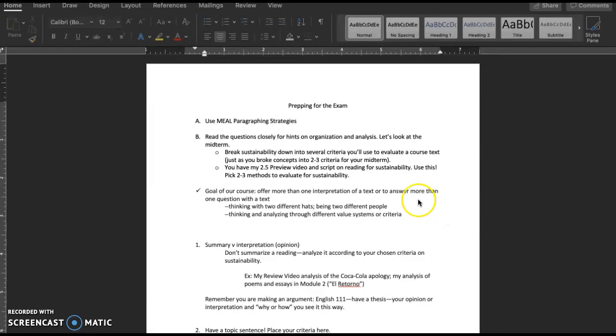B, make sure that you read the questions closely for hints that I'm trying to give you on organization and analysis. So let's just look at the midterm real quick. Of course, the midterm worked with fall recovery, pastoral, ecological readings. We're working on sustainability now for the second module, but that won't matter much. The questions are going to be basically the same. There's no surprises. I want everyone to do well. So let's take a look at the midterm, and you'll see how we should read these questions, so that you can turn this into an easy strategy for success.